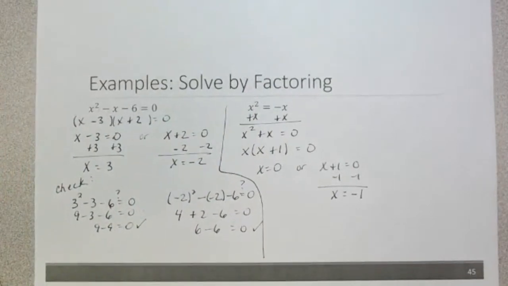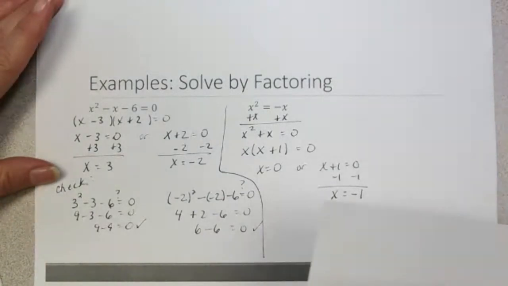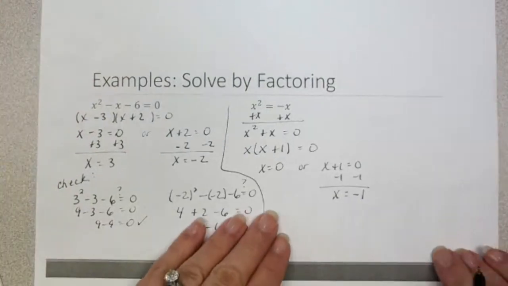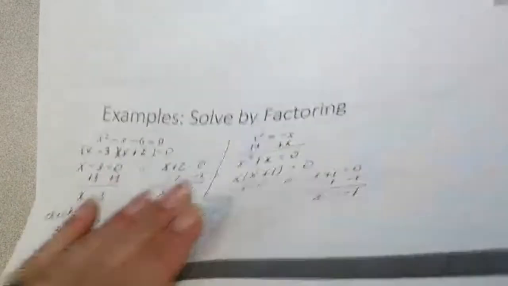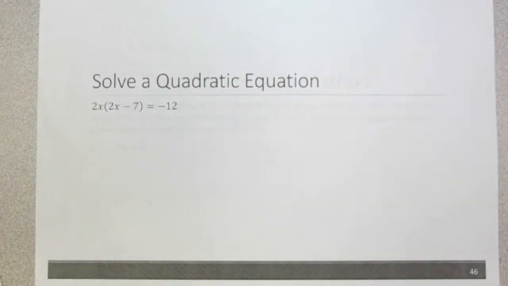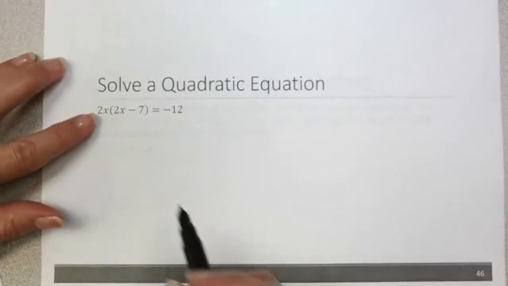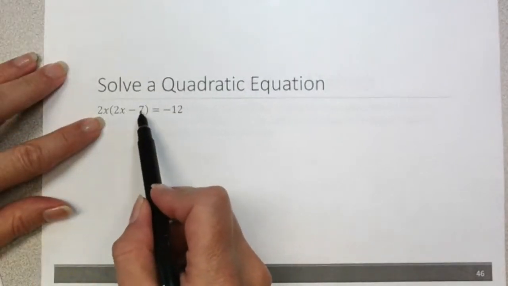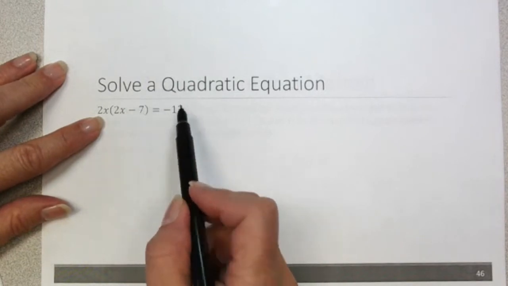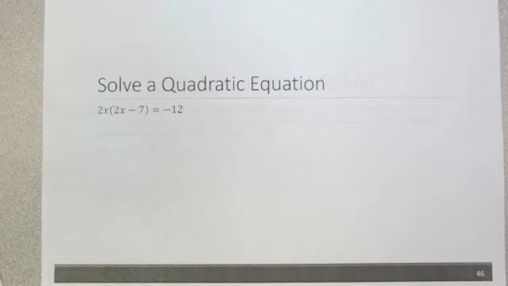All right, so there's a little bit of a procedure that we can follow here when we're solving a quadratic equation. Let's see if we can start writing steps of what we've been doing. In fact, let's do another example, and maybe we'll write the steps as we solve the equation. All right, so look at this example. 2x times (2x minus 7) is equal to negative 12. Well, at first glance, that one doesn't look quadratic, does it? Because I don't see an exponent of 2.